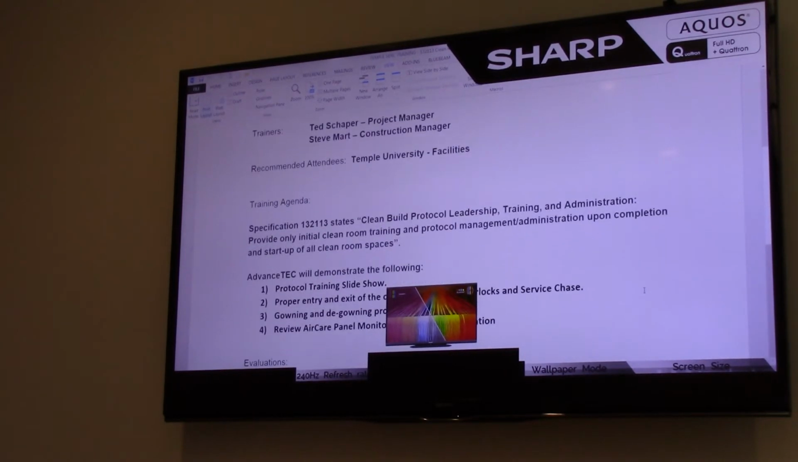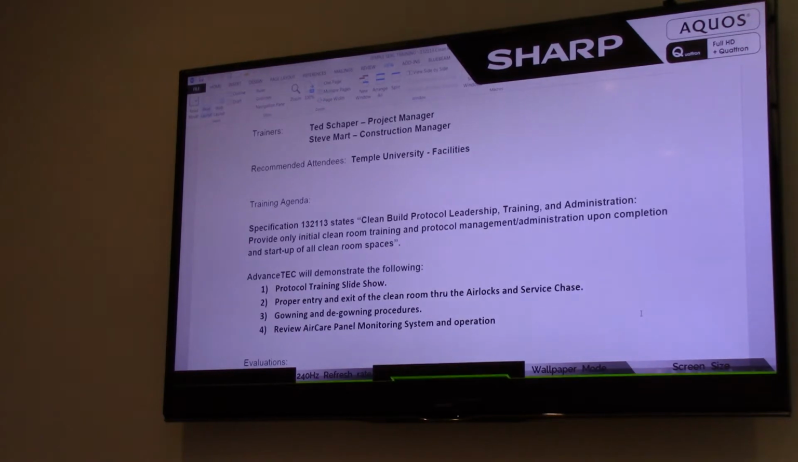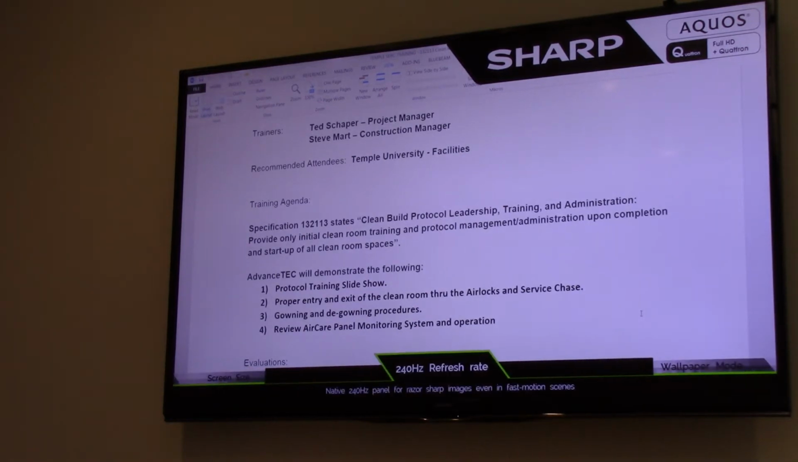So that being said, you have this module in front of you. These are the items that we're going to discuss, which we're going to go through the training slideshow, which is our protocol training that we use for construction. Item number 2 is going to be discussed in the clean room. Same with item 3 and item 4.